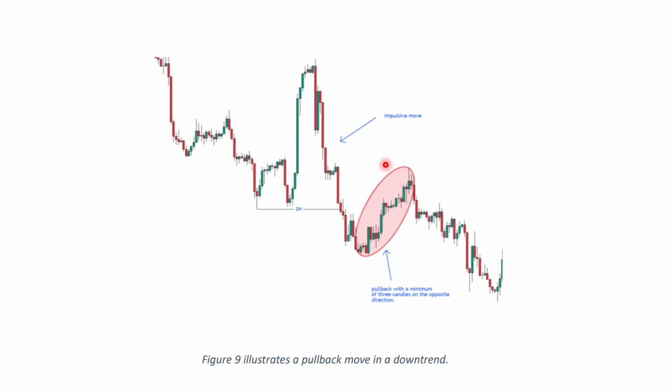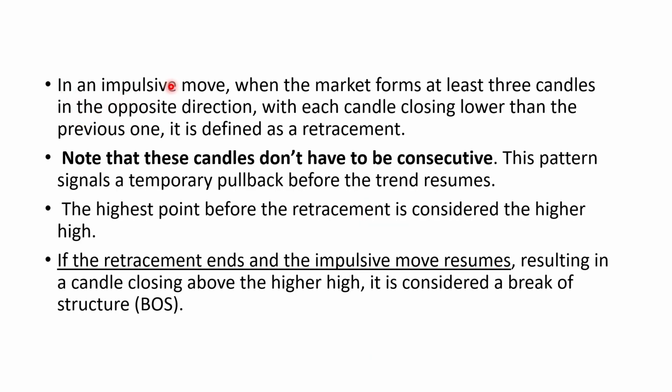Putting everything together, this diagram shows an impulsive move followed by a retracement or a pullback. After an impulsive move, when the market forms at least 3 candles in the opposite direction, with each candle closing lower than the previous one, it is defined as a retracement. Note that these candles don't have to be consecutive. This pattern signals a temporary pullback before the trend resumes.